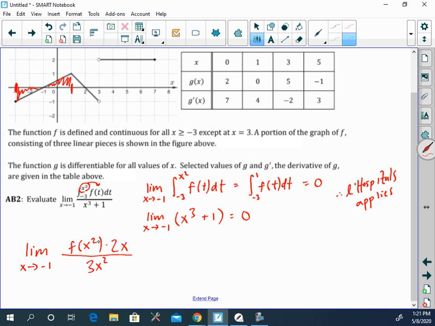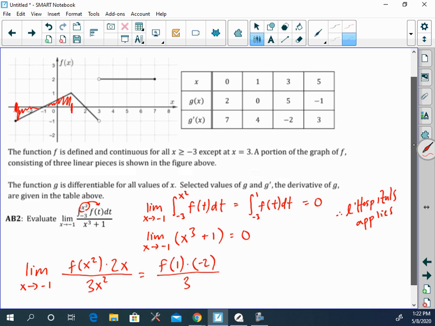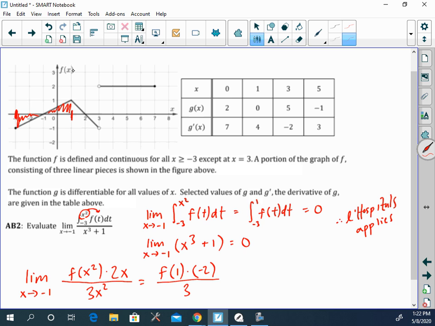And then you can do a direct substitution. So if we do a direct substitution here, we're going to have f of -1 squared to be 1, times 2 times -1. So I'm just going to say times -2 here. And then the denominator is just going to end up being 3. And then we just have to use our graph here to find f of 1. And this is the graph of f. So to find f of 1, we're just finding the value at 1, which is 1. So we get 1 times -2 over 3, and that would be my answer. But you need to have your work up above with L'Hopital's.